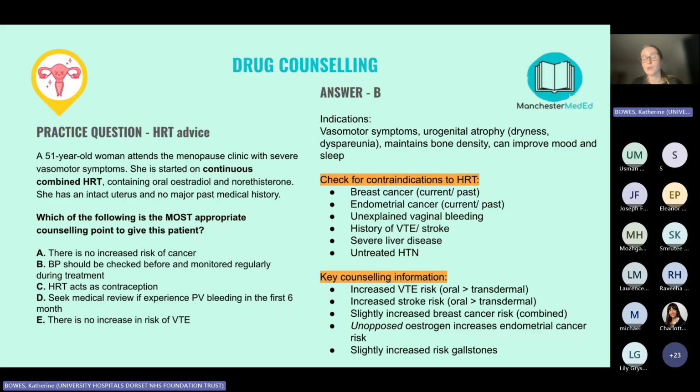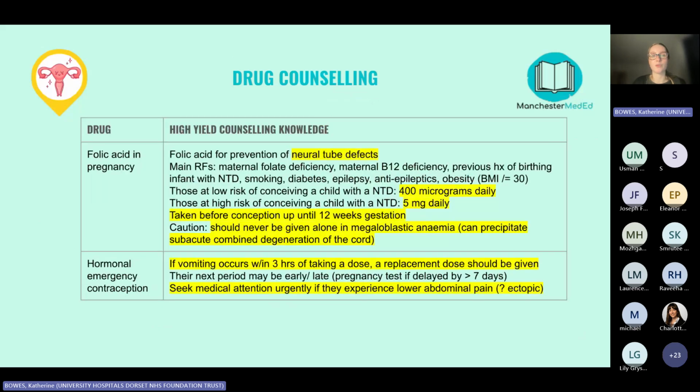Key counselling information for HRT. So there is an increased VTE risk, there's an increased stroke risk, slightly increased breast cancer risk. If you get unopposed estrogen in HRT, like we've talked about, then it can increase your risk of endometrial cancer. There's a slight increased risk of gallstones as well. But with all of these, the risk can be minimized if you take the transdermal route over the oral route. Okay, fine. So drug counselling.